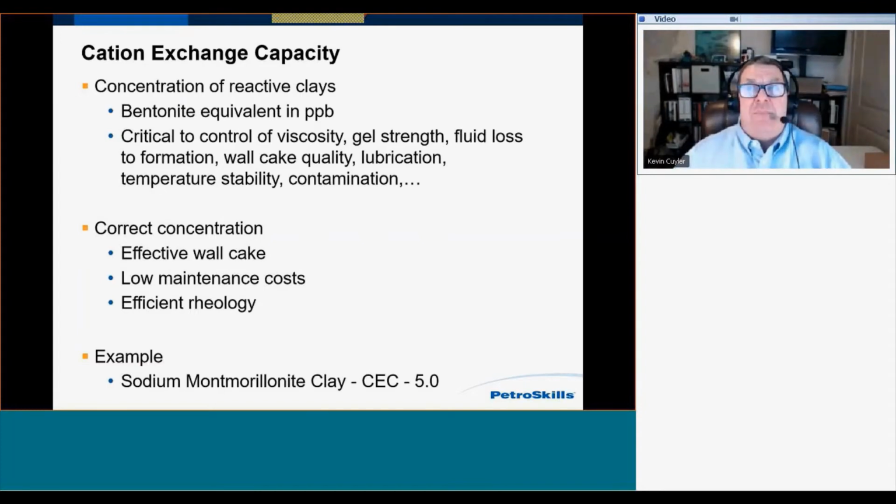We measure it in bentonite equivalent pounds per barrel. And if we know how many pounds of the bentonite equivalent that we have, we can calculate it from our cation exchange capacity for each type of clay individually. Sodium montmorillonite happens to be 5. We multiply that by 5, and we could calculate the pounds per barrel of equivalent clay. So 5 times 5 in this case, as an example, means we would have 25 pounds per barrel of equivalent clay in the system. And we talk about this more in the Drilling Fluids Technology course.